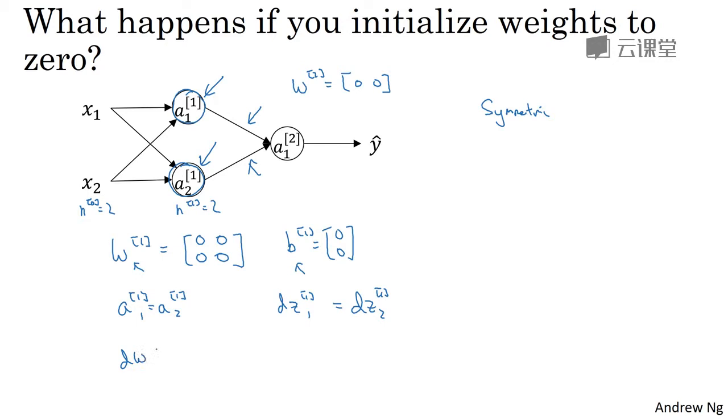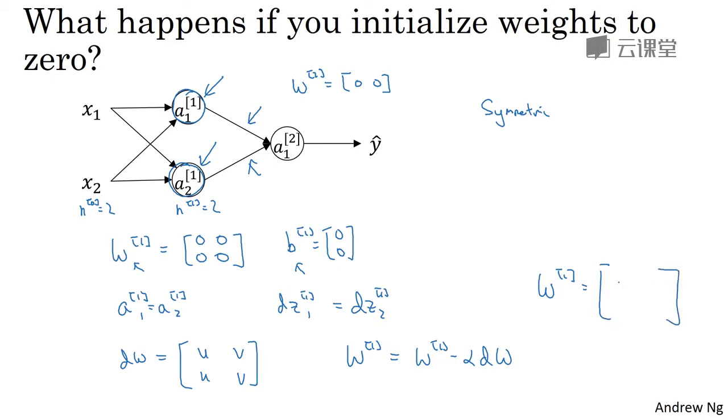So it's possible to show that DW will be a matrix that looks like this, where every row takes on the same value. So when you perform a weight update, W1 gets updated as W1 minus alpha times DW. You find that W1, after every iteration, will have the first row equal to the second row.